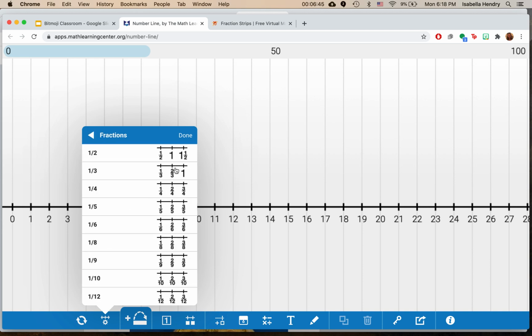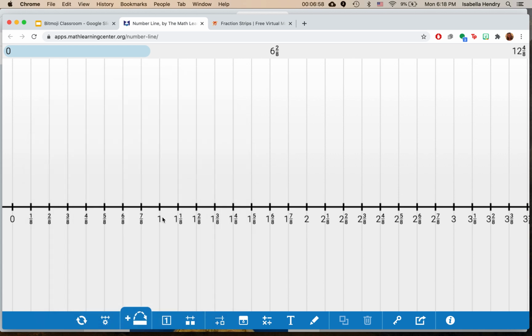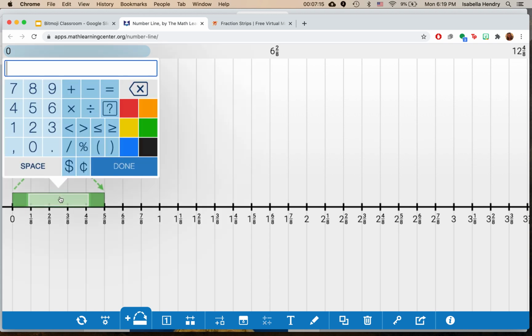So let's do fractions, and we need to get to eighths. Okie dokie. And we'll start at 0. Okay. And when I have all my settings right, I say done. So I know that this 5/8 right here, I'm going to say that this is how much Speedy sleeps.